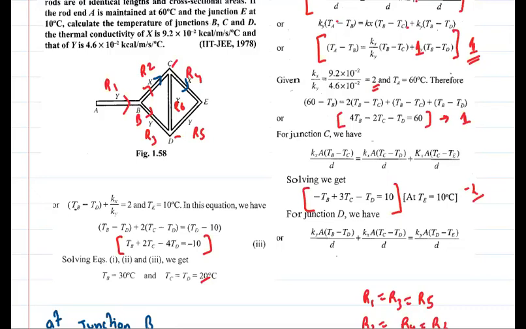Now, I'll tell you method two. Let's see method two. Now, can I say, if C and B are at the same temperature, or if current is not flowing through this, I can just remove it. Yes or no? Remove this. So if we remove this, think about it. Then R2, R4 will be in series. R3, R5 will be in series. And then everything will be in parallel, right? So can I say like this? Think about it.